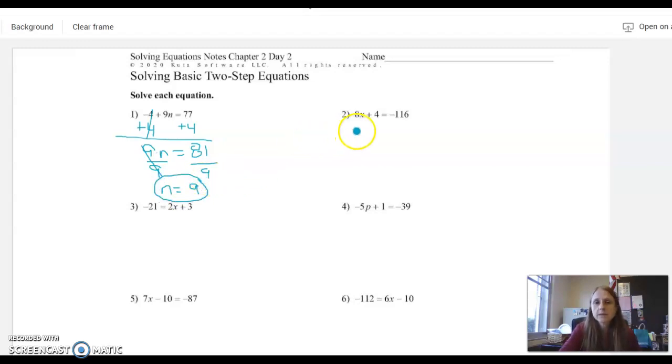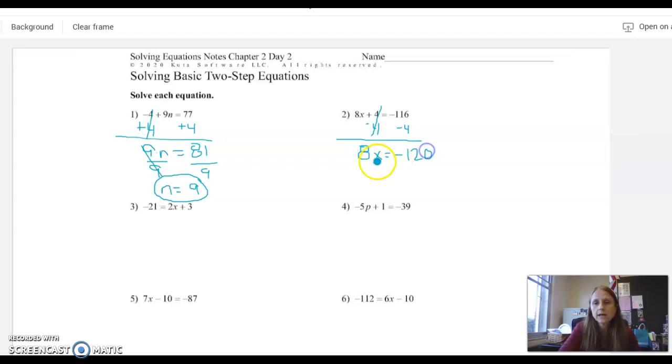It's going to take 2 steps. Number 2, x is not alone. So first, to get x alone, to get rid of a plus 4, we would subtract 4. What we do on one side, we have to do on the other side. 4 minus 4 cancels. So we have our 8x equals -116 minus 4 would be -120.